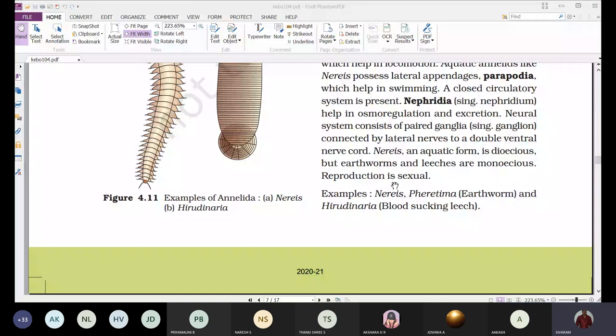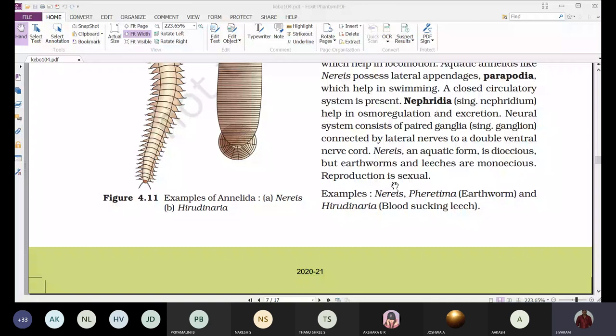We can see here the example Nereis, which is an aquatic unisexual form, whereas Pheretima is the scientific name for earthworm. There are different earthworms present in different parts. In the northern part of India, southern part of India, and in different countries, we'll find different species of earthworms. This Pheretima is the commonly occurring South Indian form. And next, Hirudinaria.